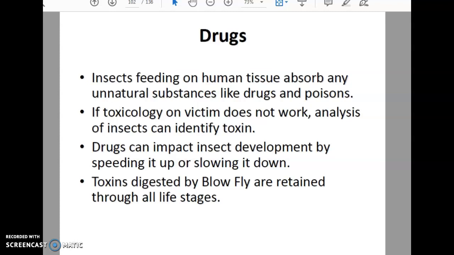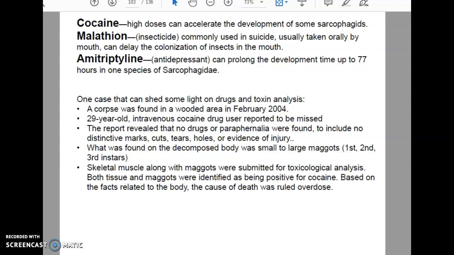Insects feeding on human tissue can absorb a lot of odd substances like drugs and poisons. If toxicology doesn't work on the victim, analysis of the insects can identify the toxin. So with cocaine, high doses can accelerate the development of some sarcophagids. An insecticide called malathion, often used in suicide, can delay the colonization of insects in the mouth. A particular antidepressant here can prolong the development time up to 77 hours in one species.